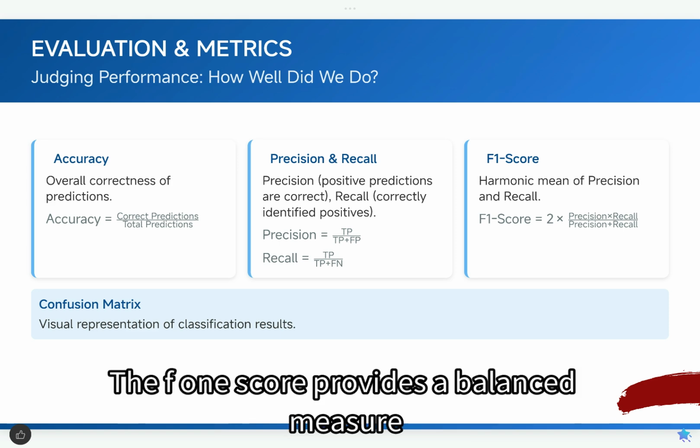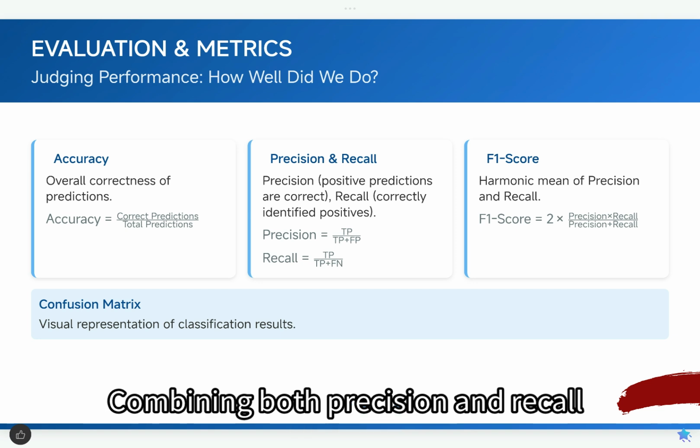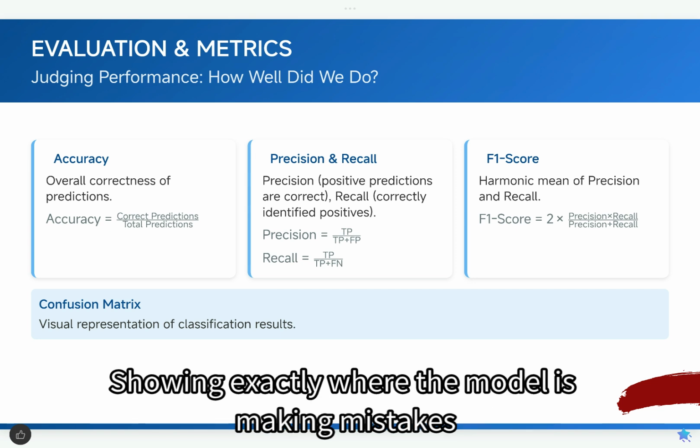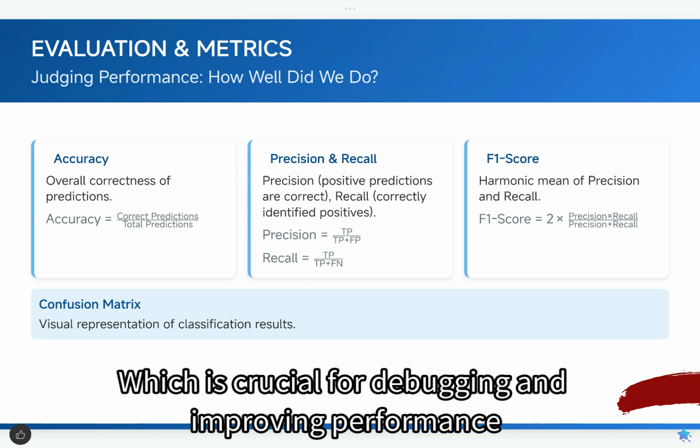The F1 score provides a balanced measure combining both precision and recall. Visualizing results with a confusion matrix is also incredibly helpful, showing exactly where the model is making mistakes, which is crucial for debugging and improving performance.